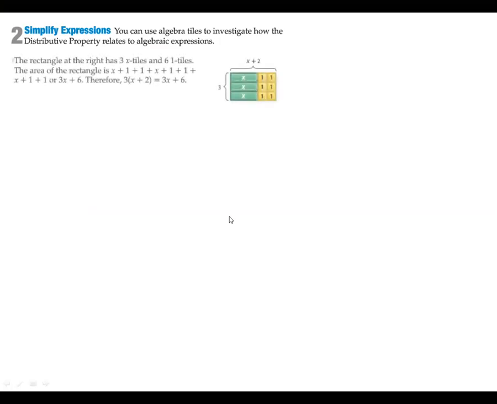All right, we're back. We're going to talk about simplifying expressions. You can use algebra tiles to investigate how the distributive property relates to algebraic expressions. So the rectangle at the right has 3 x tiles and 6 1 tiles like this. There, the rectangle is x plus x plus x plus 1 plus 1 plus 1 plus 1 plus 1 plus 1, or 3x plus 6. Now, if you notice the dimensions, it's 3 units high and x plus 2 units wide. So 3 times x plus 2 is equal to 3x plus 6.